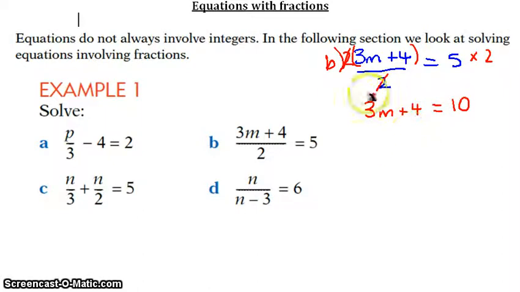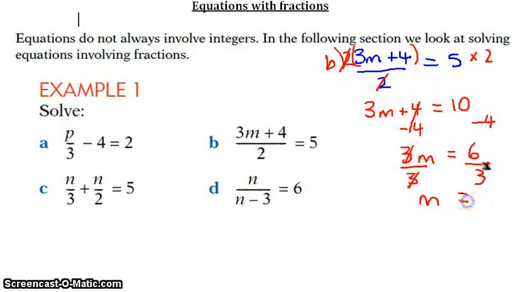From here, I need to try and get the 3m by itself first, so I'm going to do the opposite to what's happening to it on both sides, which is to minus 4. 4 minus 4 is 0, so I'm left with 3m, which is good because I'm getting closer to just m, and 10 take away 4 is 6. To get rid of the 3 here, what's happening to the m? Well, it's being times by 3, so I need to now divide both sides by 3. 3 divided by 3 is 1, so m is equal to 6 divided by 3, which is 2.